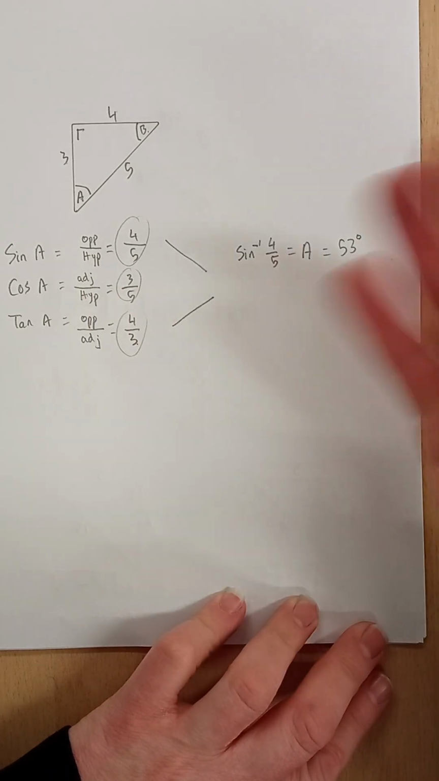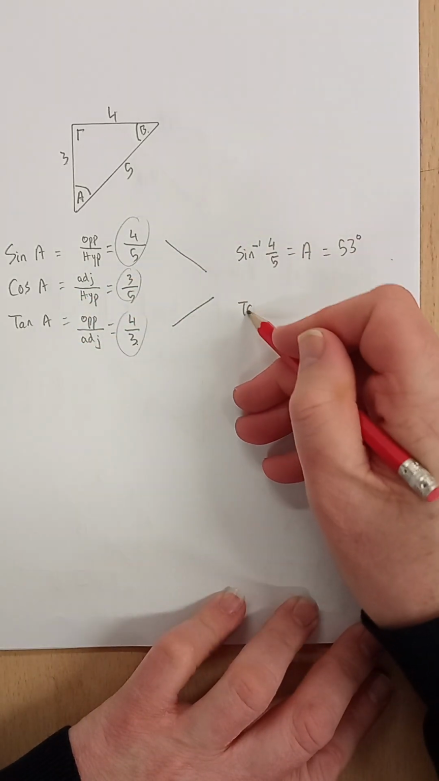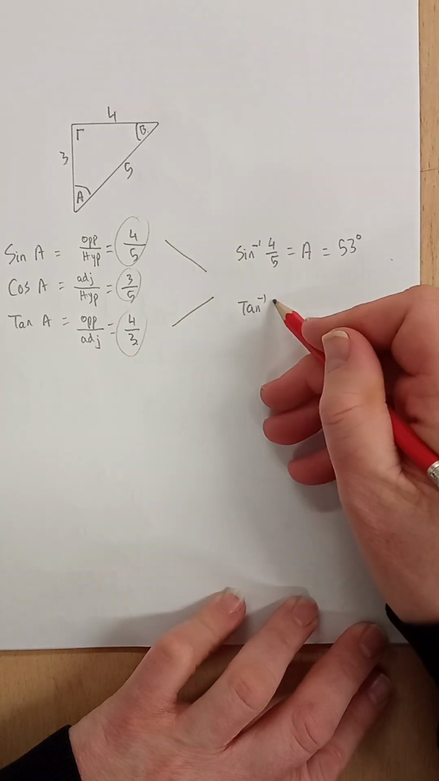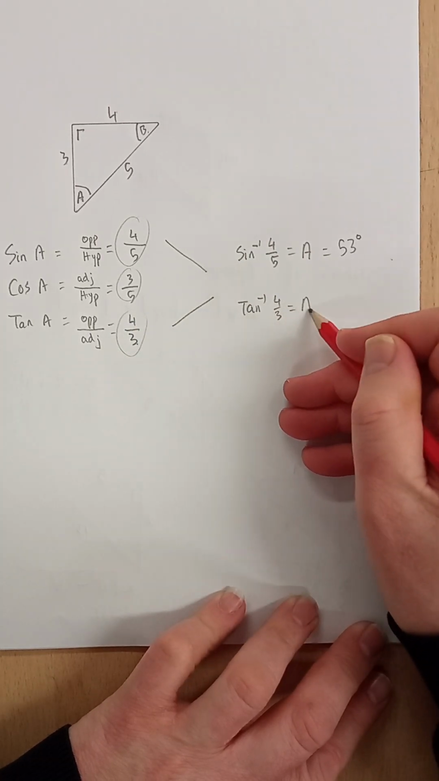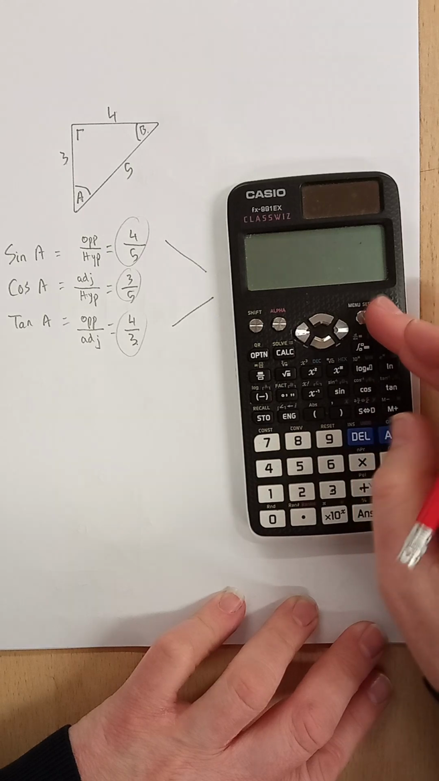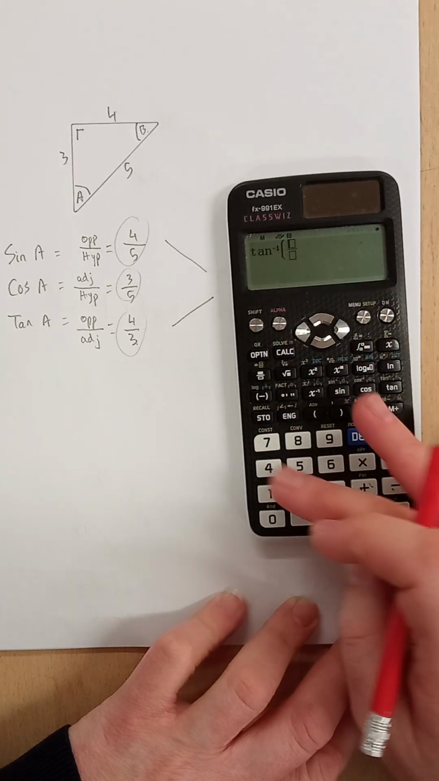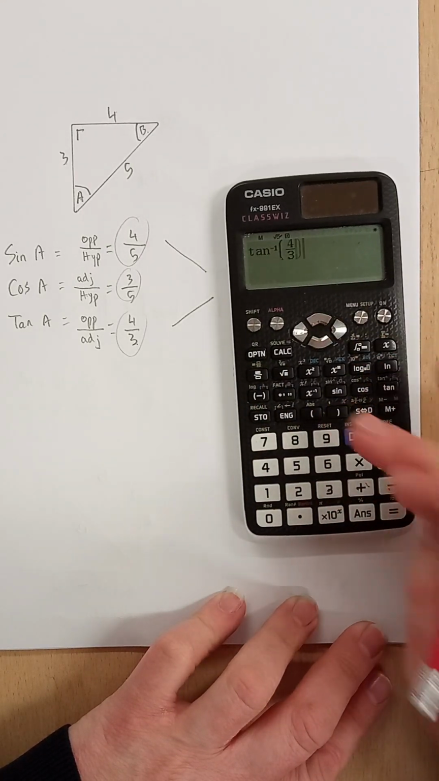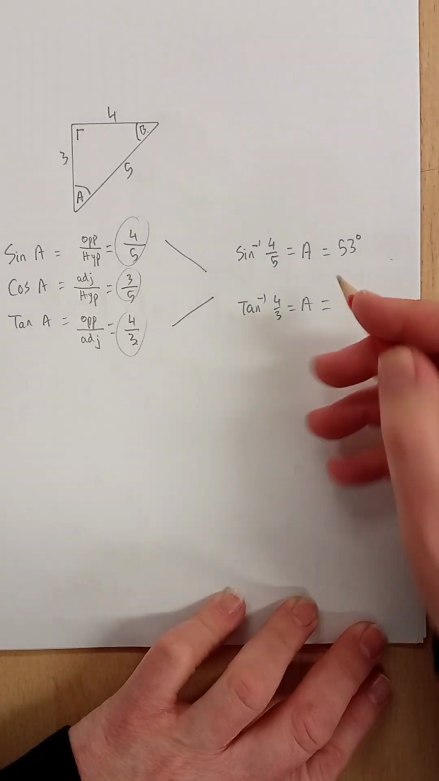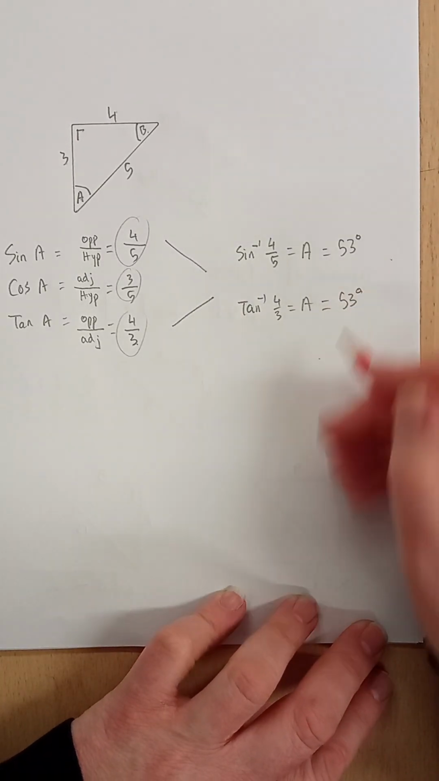But the beauty of that is it works for all of them. So if I get tan inverse of 4 over 3, I'd also get 53. So it works no matter what.